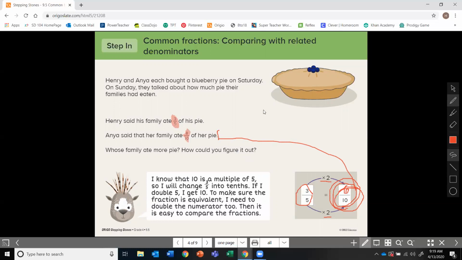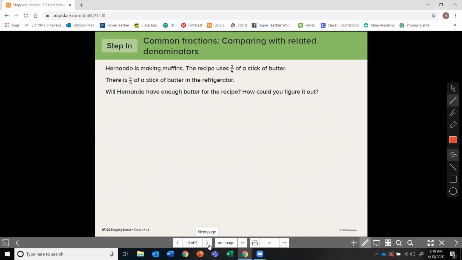So just like before, if we're comparing 6/10, which was Henry, to Anna's 8/10, and the denominators are the same, then you're just looking at the numerator. We know that 6 is smaller than 8, so 6/10 is less than 8/10, which means Anna's family ate more of the pie. Okay, let's see what's next.